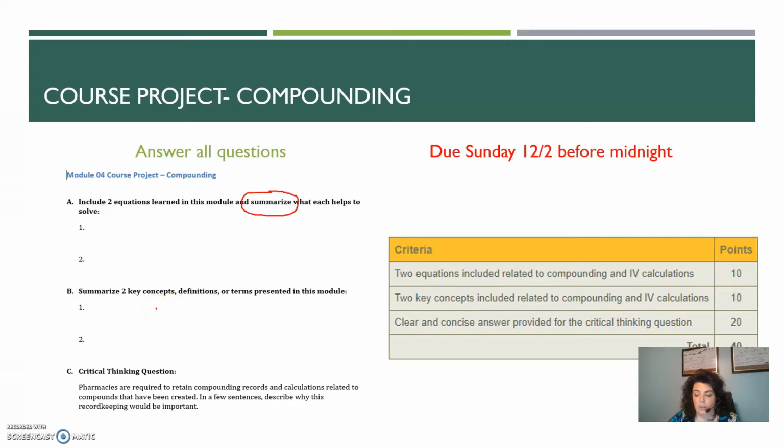Your critical thinking question this week asks why we need to retain compounding records. There are many reasons why we need to do this. It says in a few sentences, so make sure you give me more than one sentence. There's a lot of great reasons why we have to do this. There's a lot of law behind it, so you may need to do some referencing for this one, and that's perfectly fine. Just make sure you cite it if you do look up some sources. All the point totals are the same, and your rubric looks the same as every week, and this is due again on Sunday.